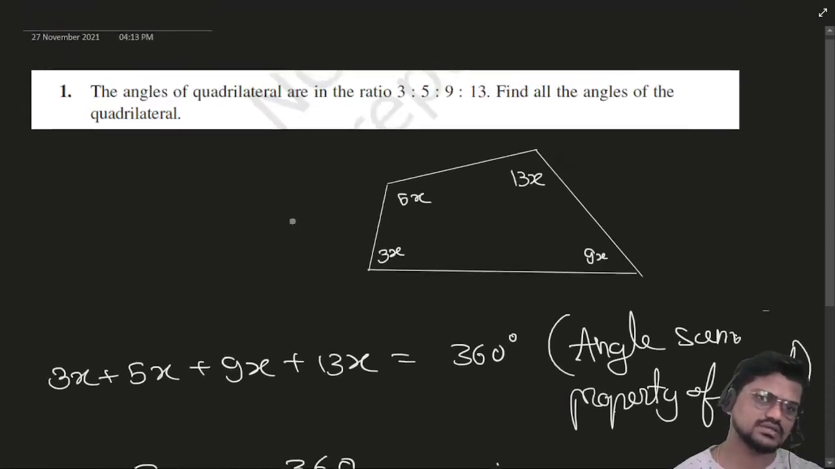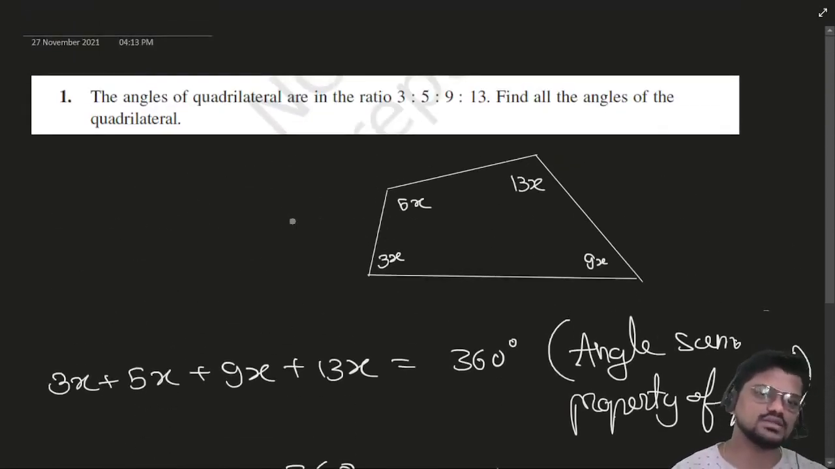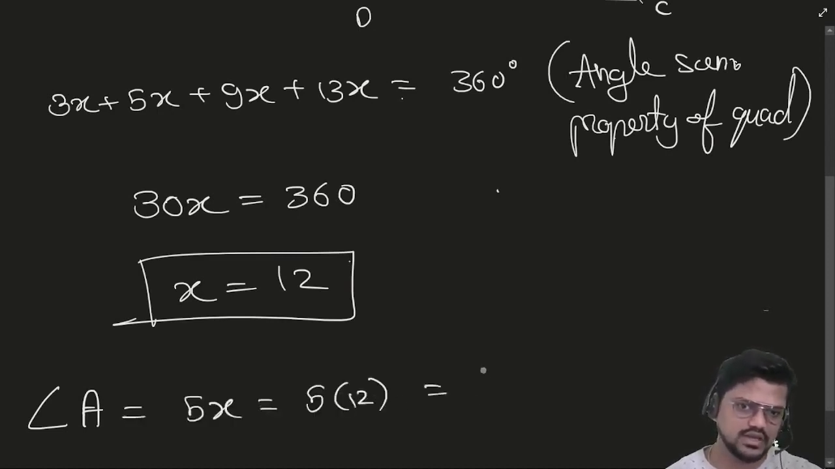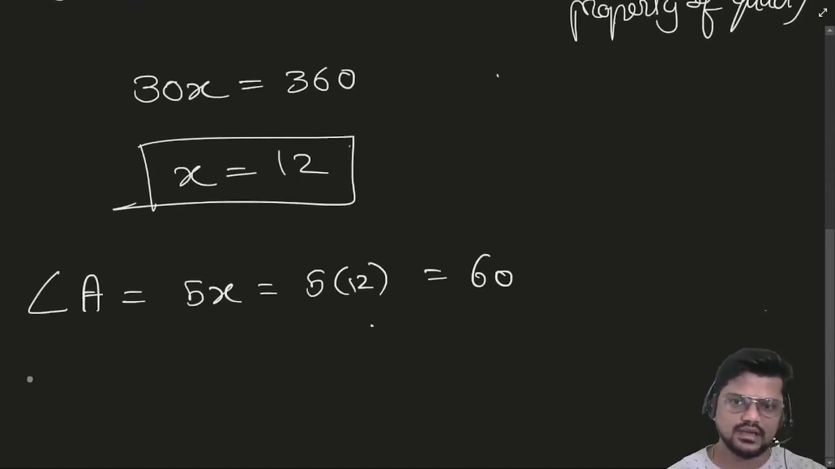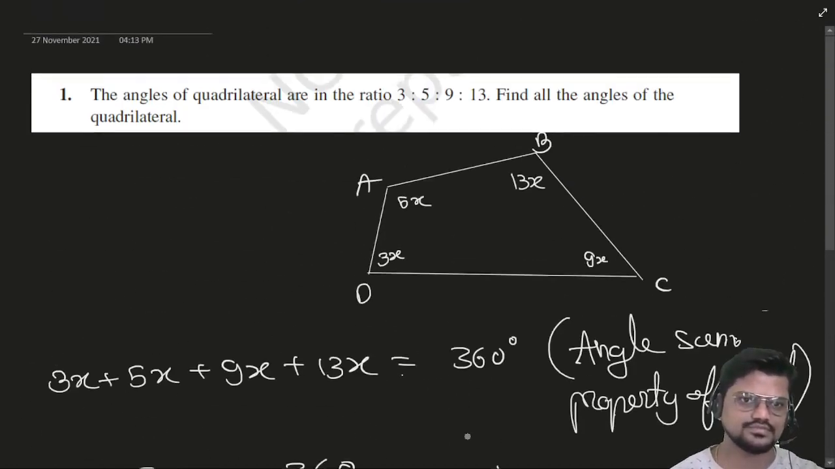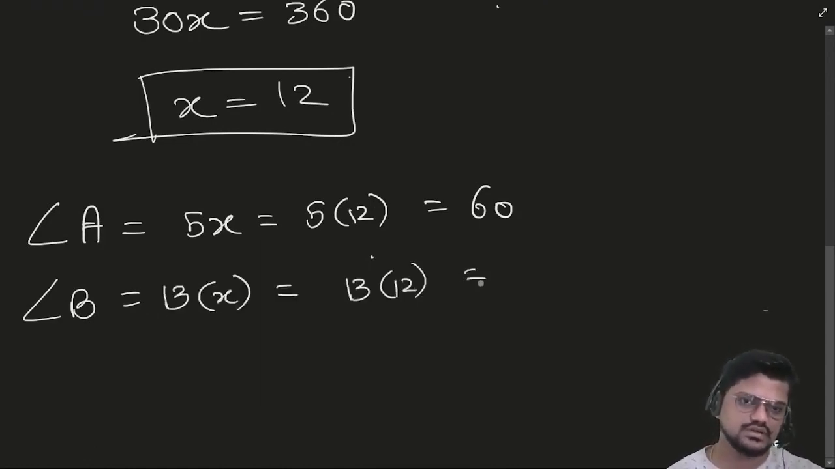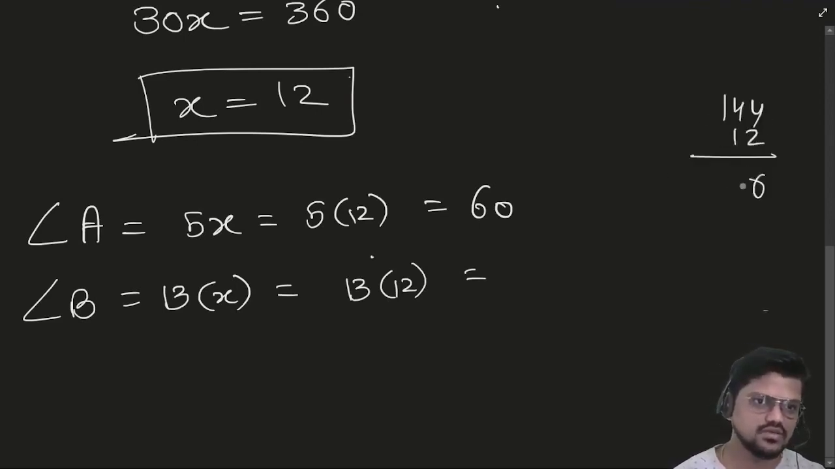Now, once you get the value of x, you can get all the angles of the quadrilateral. Let's say this is A, this is B, this is C, and this is D. Angle A is 5x, so 5 into 12, angle A is 60 degrees. Angle B equals 13x, so 13 into 12, which is 144 plus 12, that is 156. Clear?